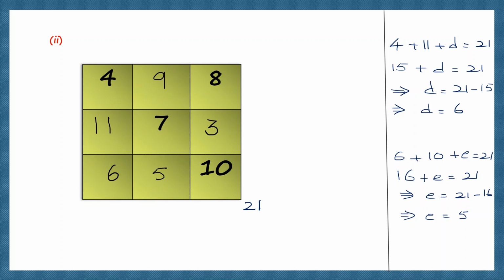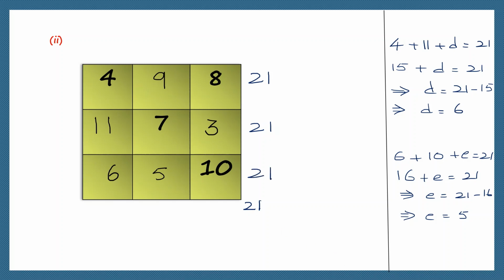Now we're going to check our answer. So let's do this. First, let's check all the rows. 4 plus 9 is 13. 13 plus 8 is 21. Next row, 11 plus 7 is 18. 18 plus 3 is 21. Next row, 6 plus 5 is 11. 11 plus 10 is 21.